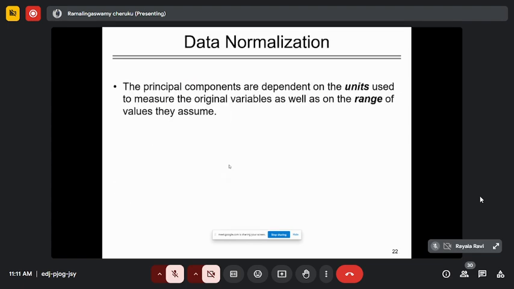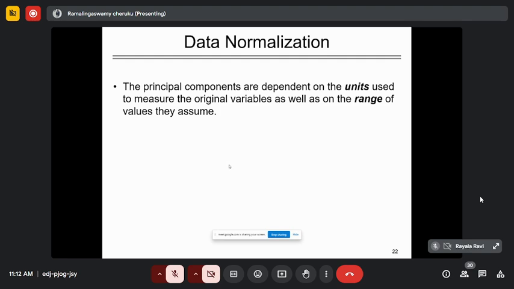The principal components are dependent on the units used to measure the features, and that is one of the limitations of principal components: what kind of features we are using and especially their units matter. Suppose you are talking about weight; somebody may consider it in kilograms, or somebody may use different measures of weight. Then the values will differ, right? So that also matters, as well as the range.